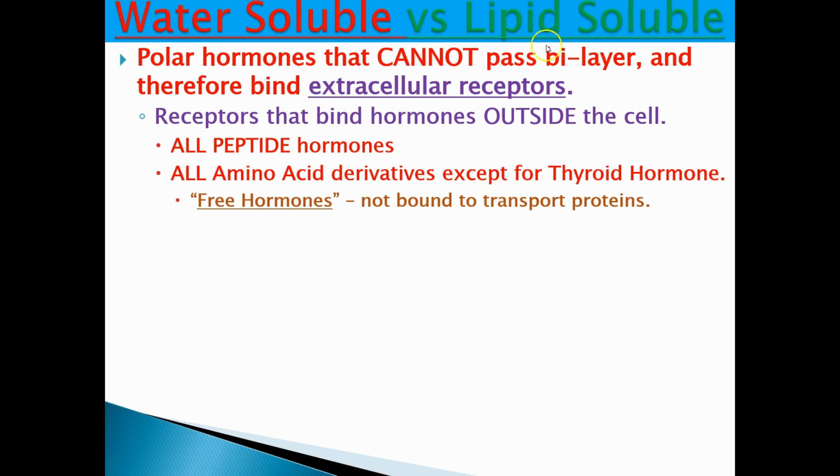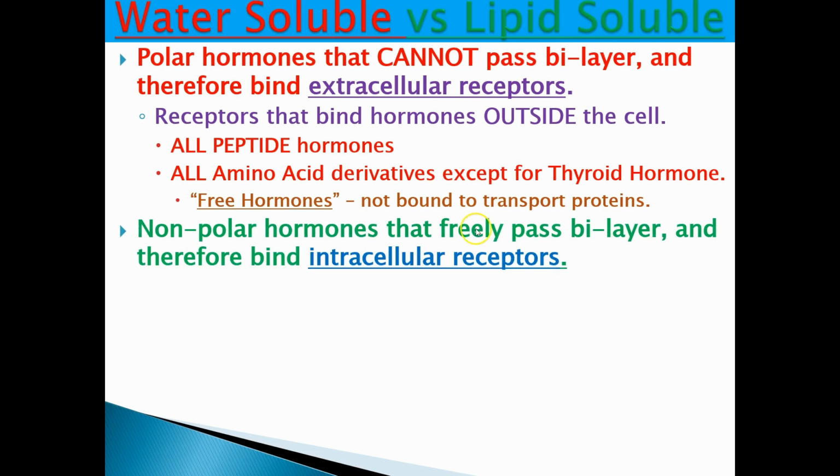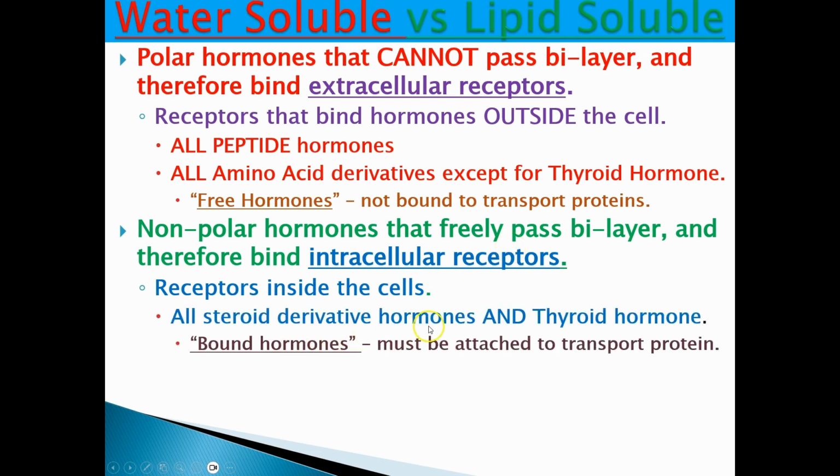All right, so what makes a hormone lipid-soluble? When we talk lipid-soluble chemicals, these are going to be nonpolar chemicals. In this case, we're talking hormones, so nonpolar hormones that can freely pass the bilayer. And because they pass the bilayer, that means they're going to bind to receptors on the inside of the cell, which are known as intracellular receptors. All right, so intracellular receptors, or receptors inside the cells. These are going to be all steroid derivative hormones and thyroid hormones. So that's what's going to be lipid soluble. All steroid derivative hormones are lipid soluble, and thyroid hormone.